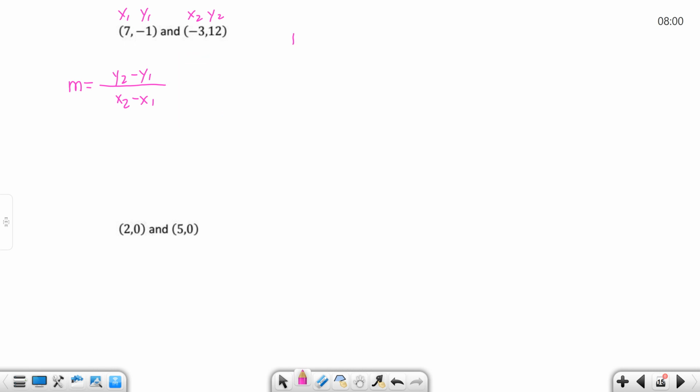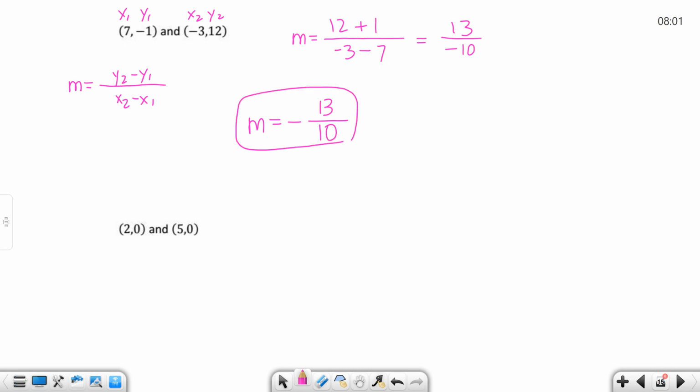So here, m equals 12 minus a negative 1, which is plus 1, over negative 3 minus 7. So this is going to be 13 over negative 10. Can I simplify that any? No. So again, we're going to bring that negative out front. Negative 13 tenths. And the slope is negative, so what is it doing? It falls, okay?